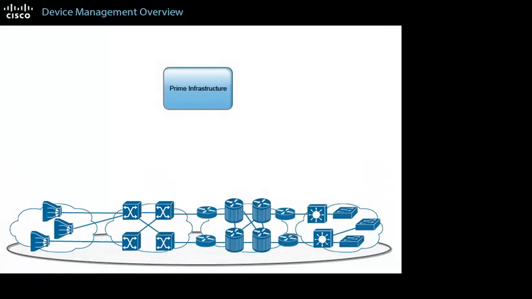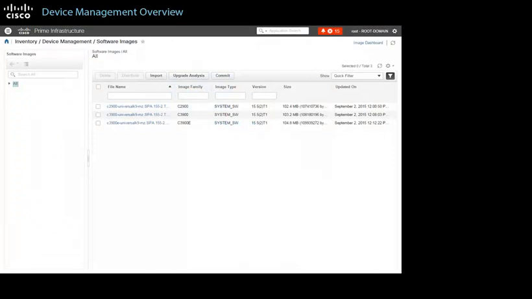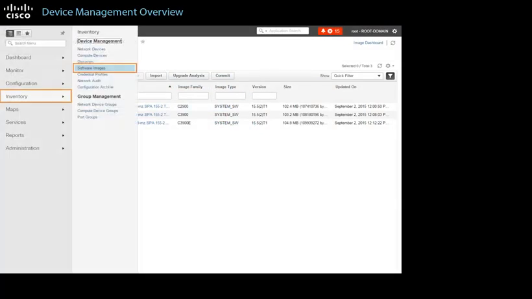In ongoing device management, you often need to upgrade device software images in support of such events as security updates and minor software releases, or to update devices to support new technologies. You perform upgrades on the Software Images page, accessible on the Inventory menu.